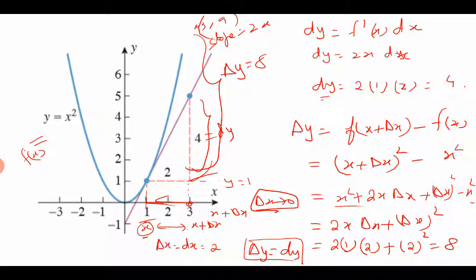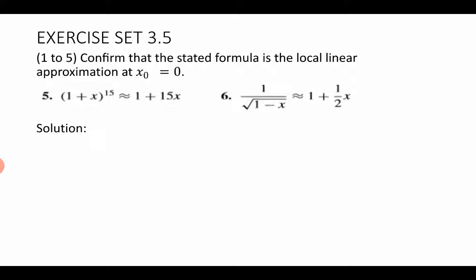Fine. Now let's move to the exercise set 3.5. Question number 5 and 6. There are 2 problems here and there are many other problems in the textbook. You can solve this kind of problems. Confirm that the stated formula is the local linear approximation.